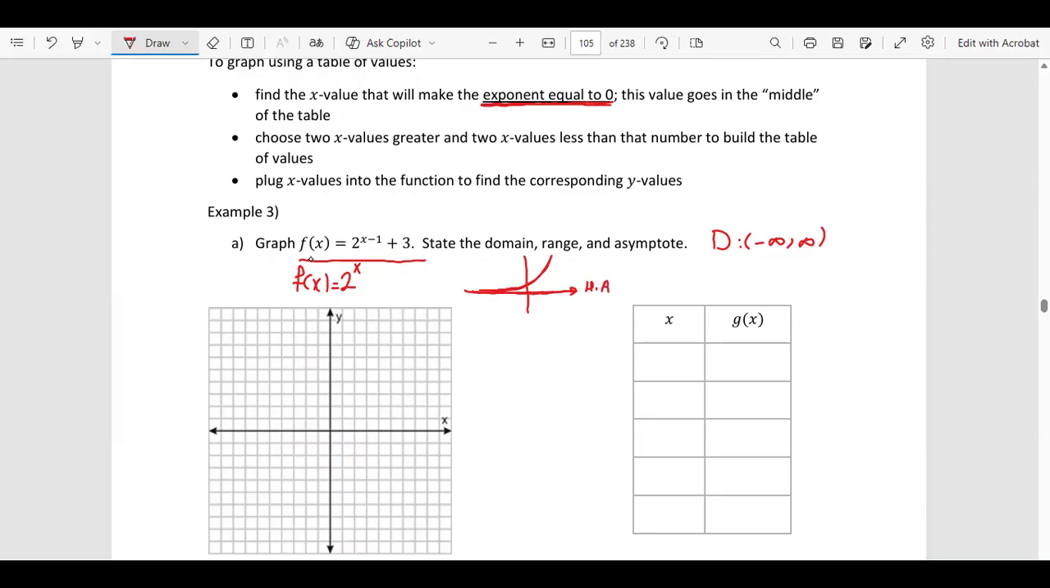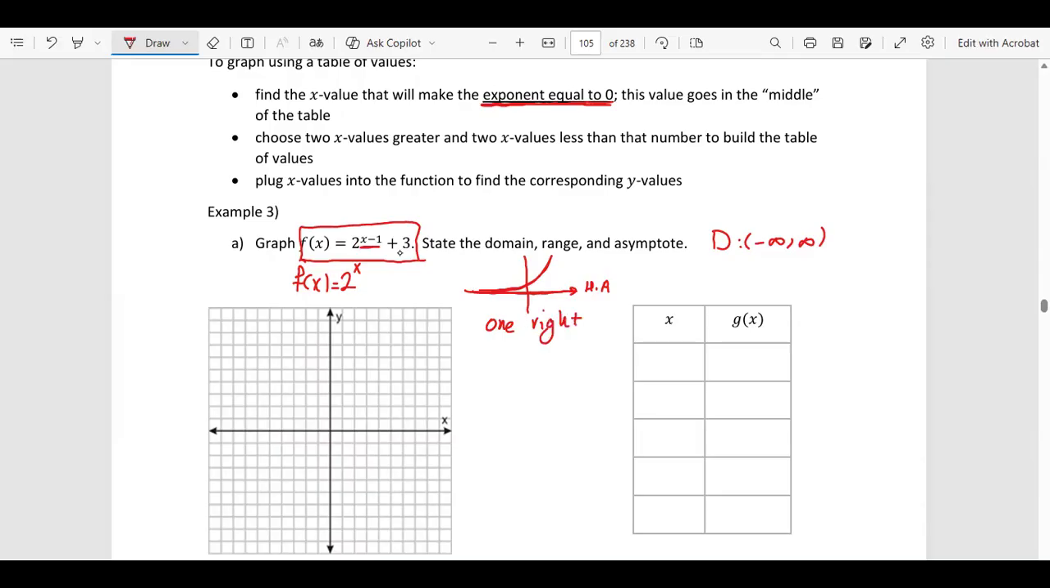But this function that I want to graph has different shifts. And you know, every time x is adding or subtracting by a number, that means we have a horizontal shift. So we have a horizontal shift, which means 1 to the right.